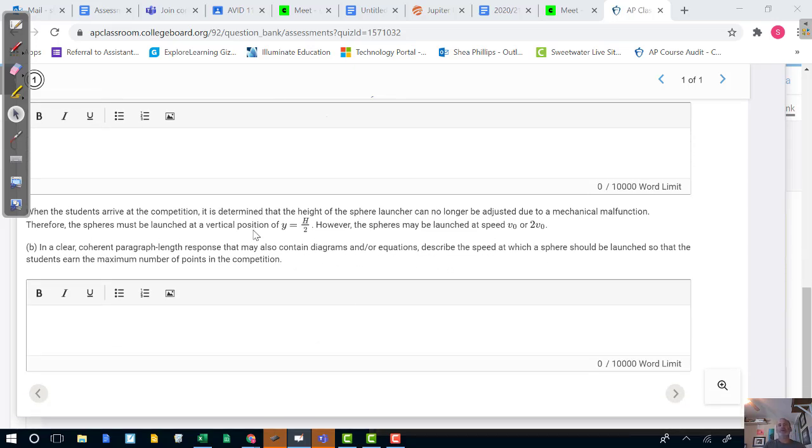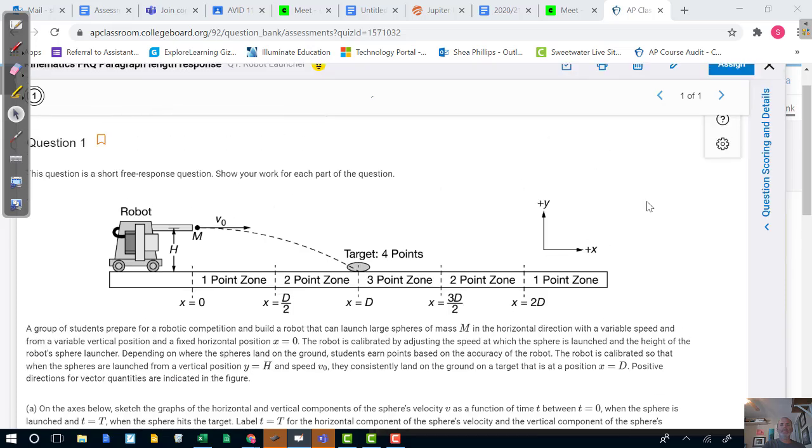So now when the students arrive, they find out that because of a malfunction, our height is going to be stuck at h/2. However, we can launch it at the original speed or 2 times the original speed. So those are our options in a paragraph length response that can have diagrams or equations. Describe the speed at which a sphere should be launched so that the students earn the maximum number of points in the competition. All right, so let's just look up at the diagram.